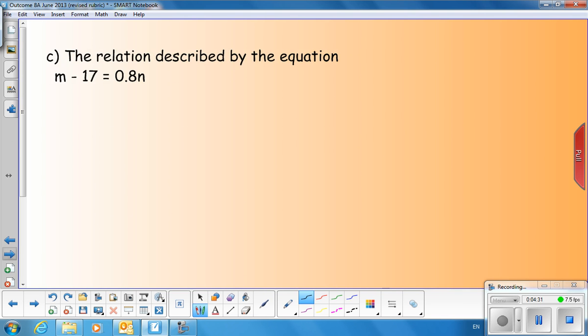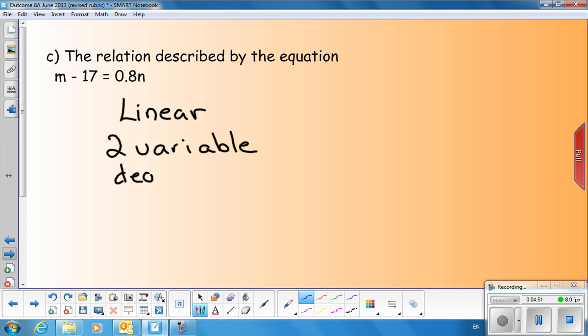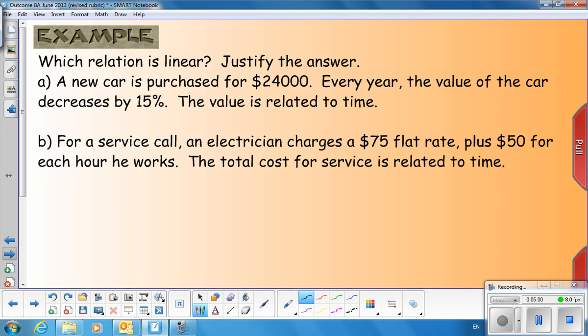The relation described by the equation m minus 17 equals 0.8m. This one would be linear. It has 2 variables, but they are not being multiplied together, so that's all right. And the degree of this equation is 1. When we're talking about degree, remember we're looking at the exponents.